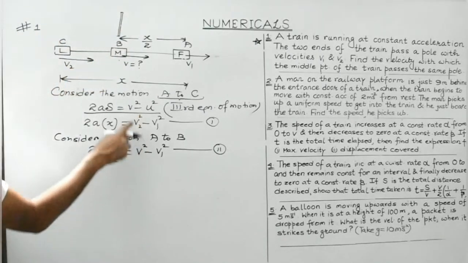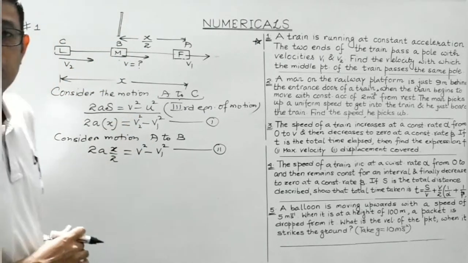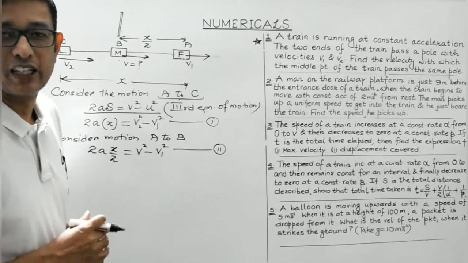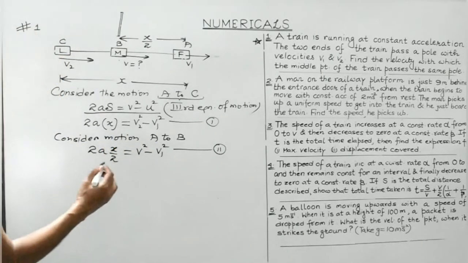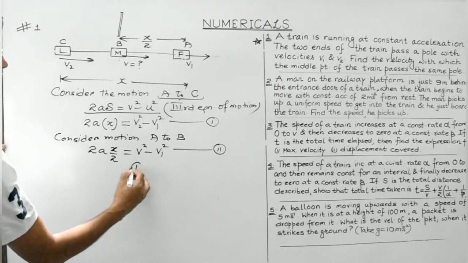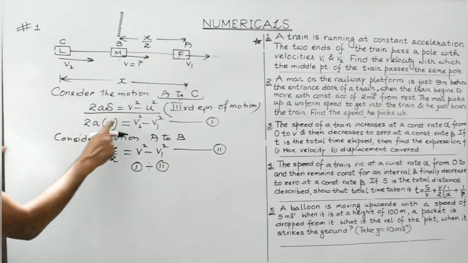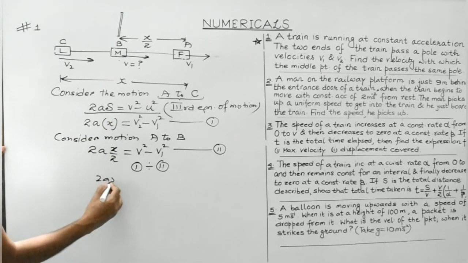Now look, we need to find out the expression for v in terms of v1 and v2. So what needs to be done is, if you divide both these equations, x gets eliminated, a gets eliminated, and we'll get the expression for v. So dividing 1 and 2, first divided by second, what we get is 2ax divided by 2a into x by 2.